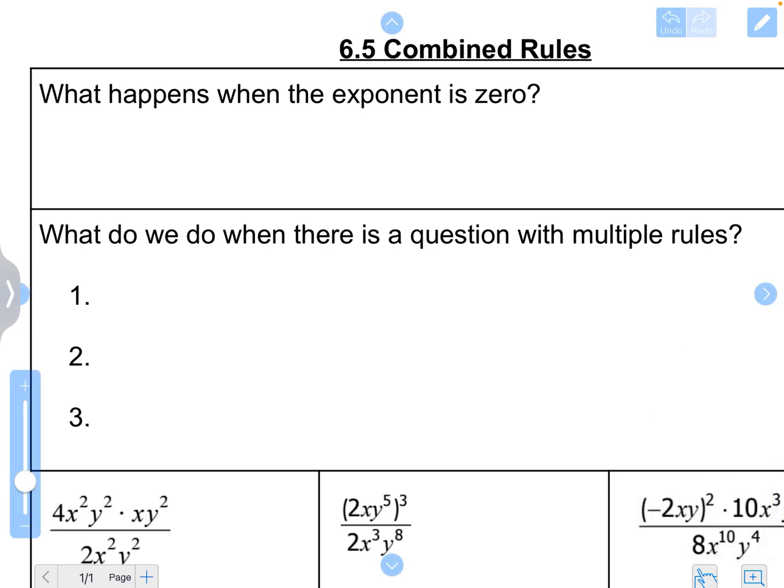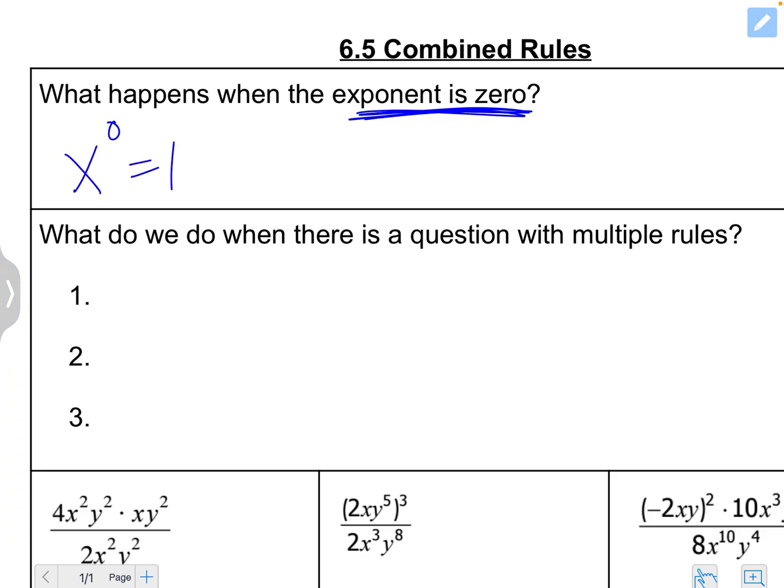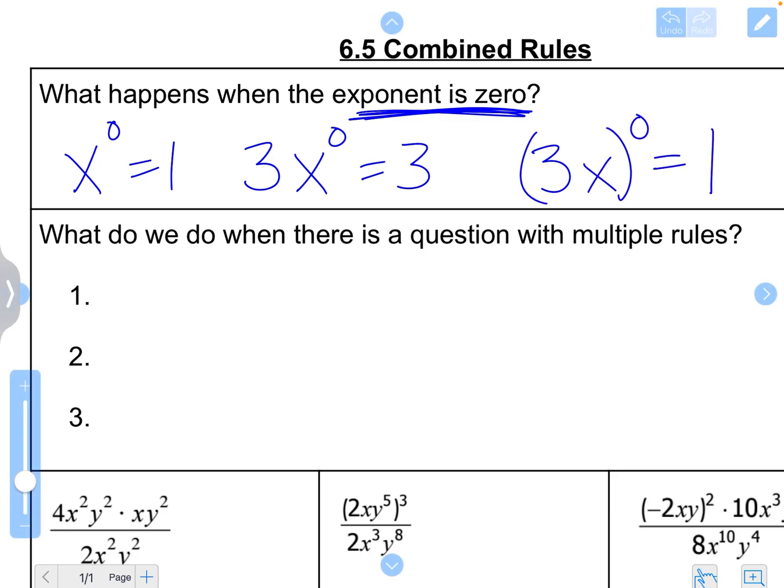So first off, we're going to remember what happens when our exponent is 0. When we have x to the 0, it simply equals 1. When I have 3x to the 0, it equals 3. When I have parentheses, (3x) to the 0, the whole thing equals 1.